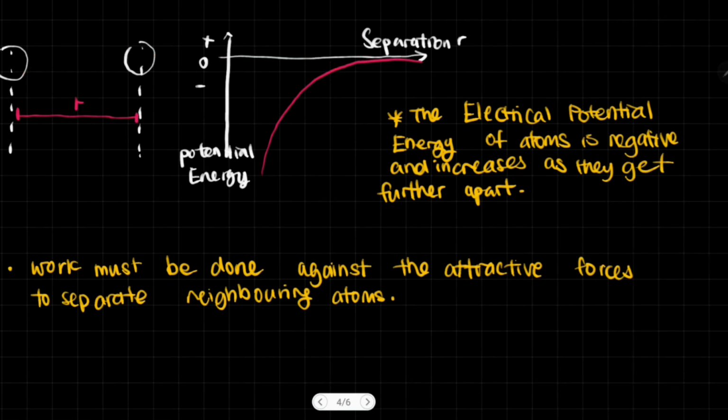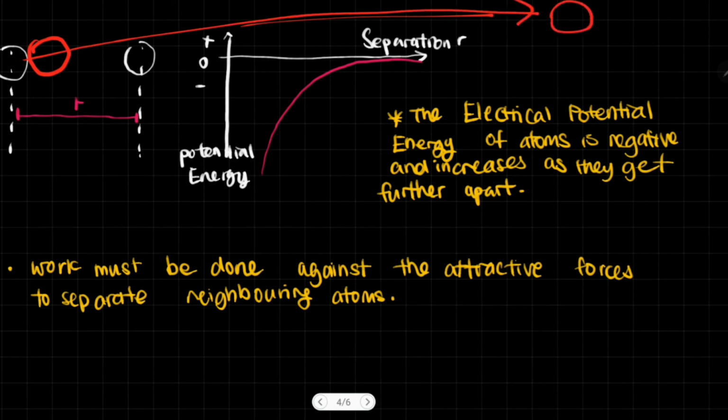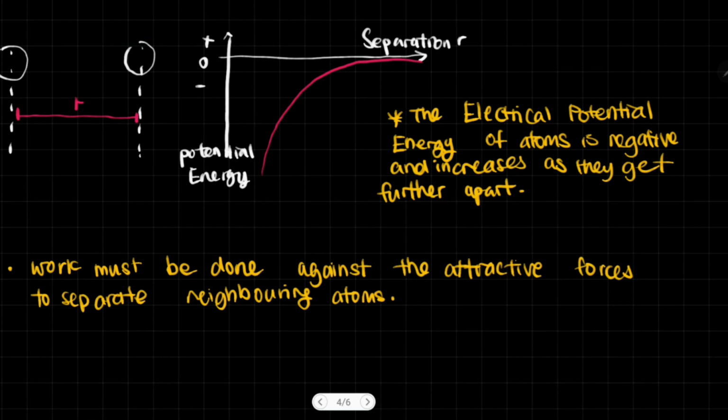So the main point is that the separation between these two will determine the potential energy, and the potential energy is lowest when they're sticking together and they can't move anymore. It's the highest when they're extremely far away from each other, maybe at infinity even. Another thing that might be a bit confusing for some people is that potential energy is negative. And I know that energy is scalar, so it has no direction, it's just a quantity.